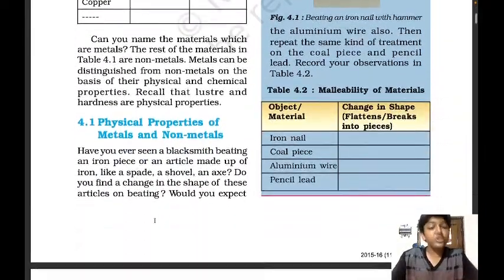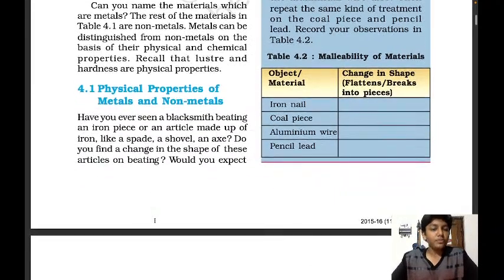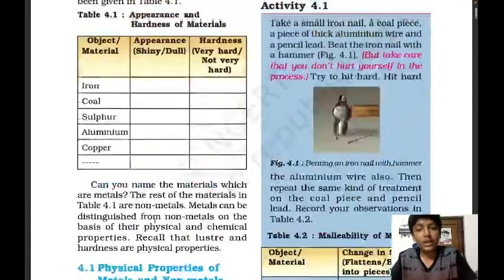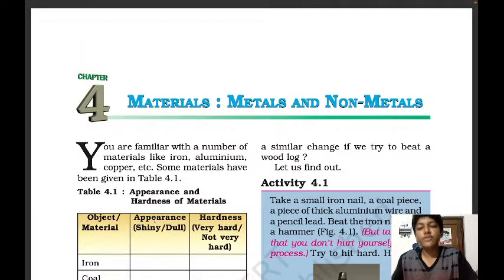Okay, so physical properties of metals and non-metals. This can come in a table as differences of metals and non-metals, that you can differentiate on the basis of the physical properties of metals and non-metals, right? Have you ever seen a blacksmith beating an iron piece or an article made of iron, like a spade, a shovel, an axe? Do you find a change in the shape of these articles on beating? Would you expect a similar change if you try to beat a wood log?